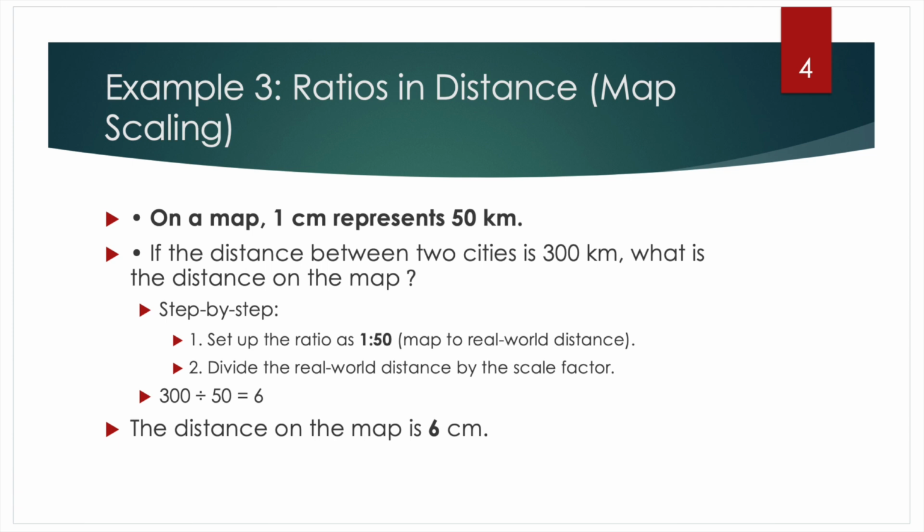For example, if 1 centimetre on a map represents 50 kilometres in real life, and the distance between 2 cities is 300 kilometres, how far apart are they on the map? To solve this, we take the real-world distance, 300 kilometres, and divide it by the map scale factor, which is 50. So 300 divided by 50 equals 6. This means that on the map, the 2 cities are 6 centimetres apart. Using ratios in this way makes it easy to scale down large distances for easier interpretation.